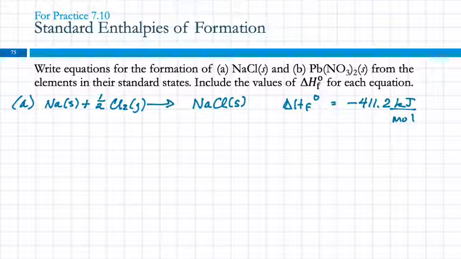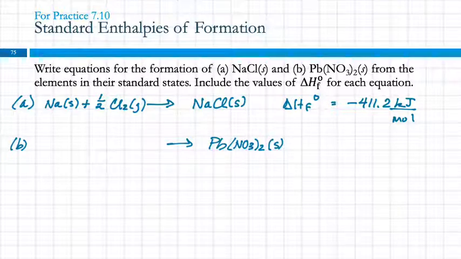Okay, so let's do lead 2 nitrate. So our product is Pb(NO3)2 solid. So what elements are present in that compound? Lead, nitrogen, and oxygen. So we're going to have 3 reactants here. We're going to have lead and nitrogen and oxygen.